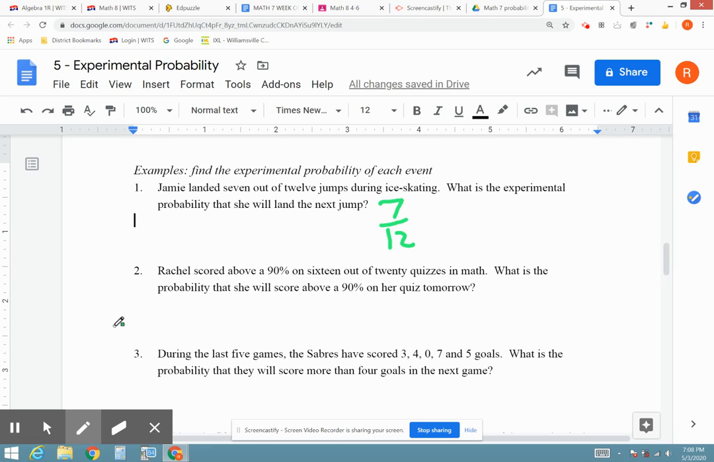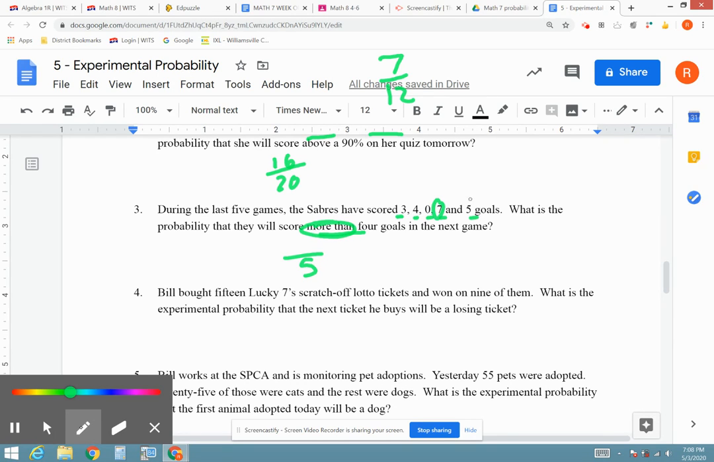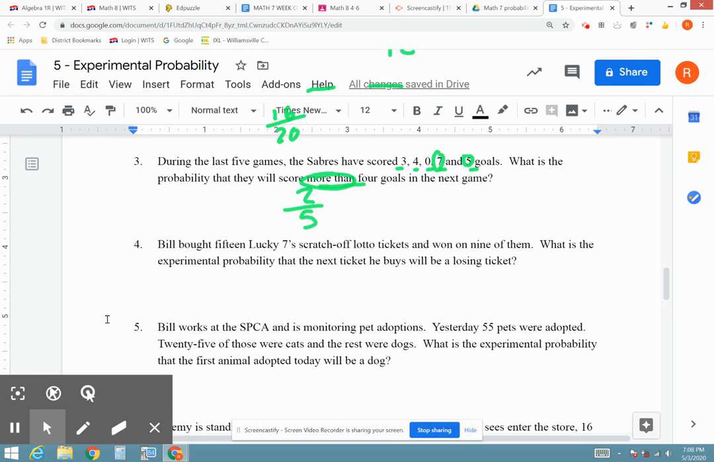Rachel scored a 90% on 16 out of 20 quizzes in math. What is the probability she will score above a 90% on her quiz tomorrow? So it was 16 out of a possible 20. Okay, during the last 5 games, the Sabres scored 3, 4, 0, 7, and 5 goals. What is the probability that they will score more than 4 goals in their next game? Well, that's 1, 2, 3, 4, 5 games and score more than 4. Not 4, more than. So not equal to 4, but more than 4. There's 2 numbers that are more than 4. So 2/5.